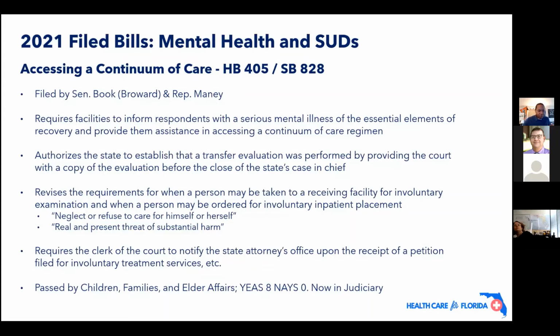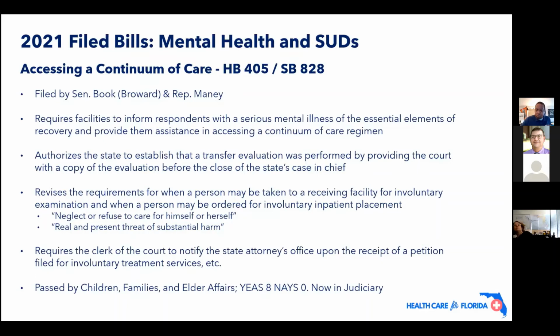It adds, so there are a couple of standards that it tries to more clearly define. The neglect or refuse to care for himself or herself standard includes but isn't limited to evidence that someone is unable to satisfy basic needs for nourishment, clothing, medical care, shelter, or safety in a manner that creates substantial probability of imminent death, serious physical debilitation, or disease.